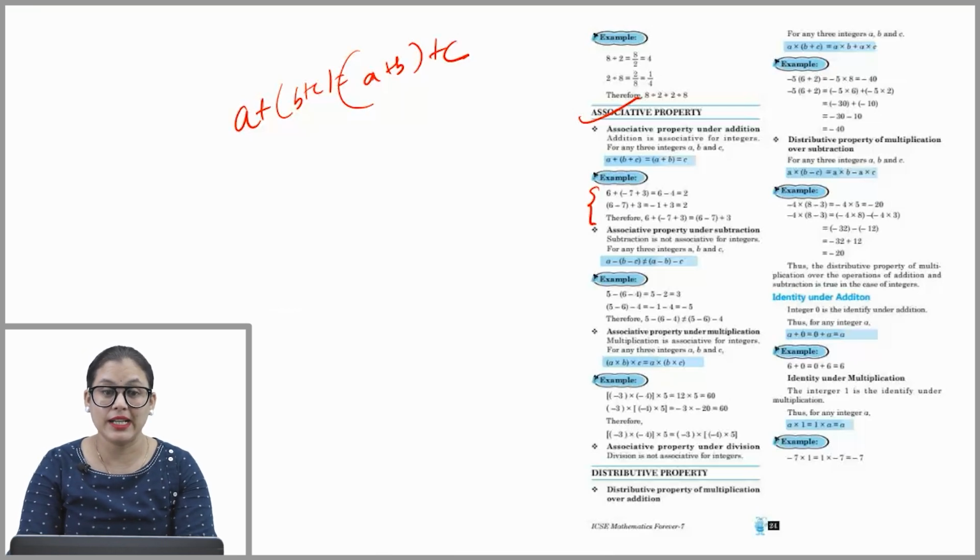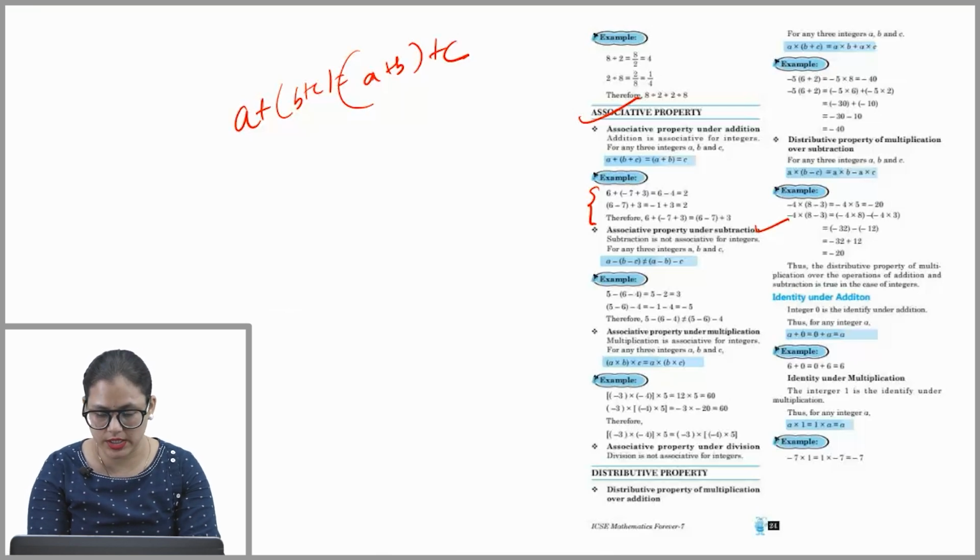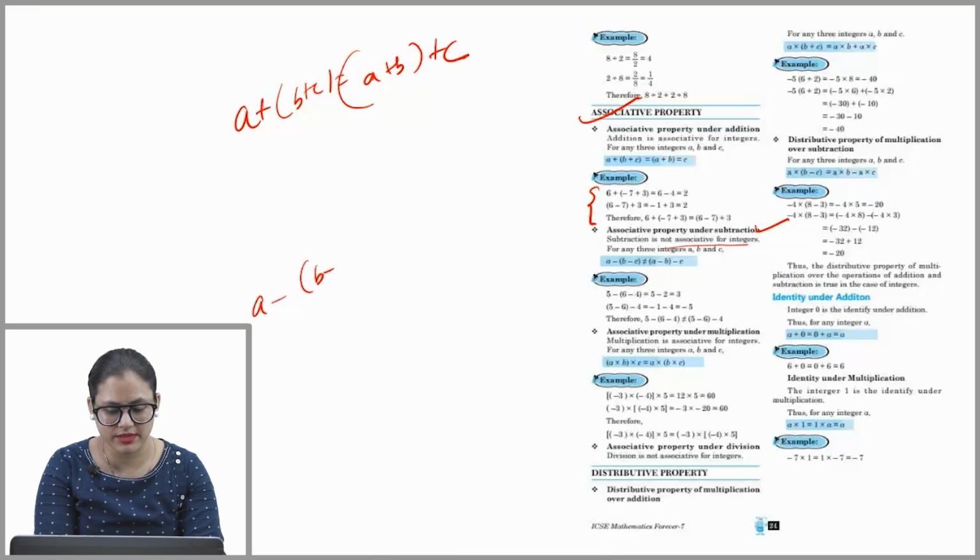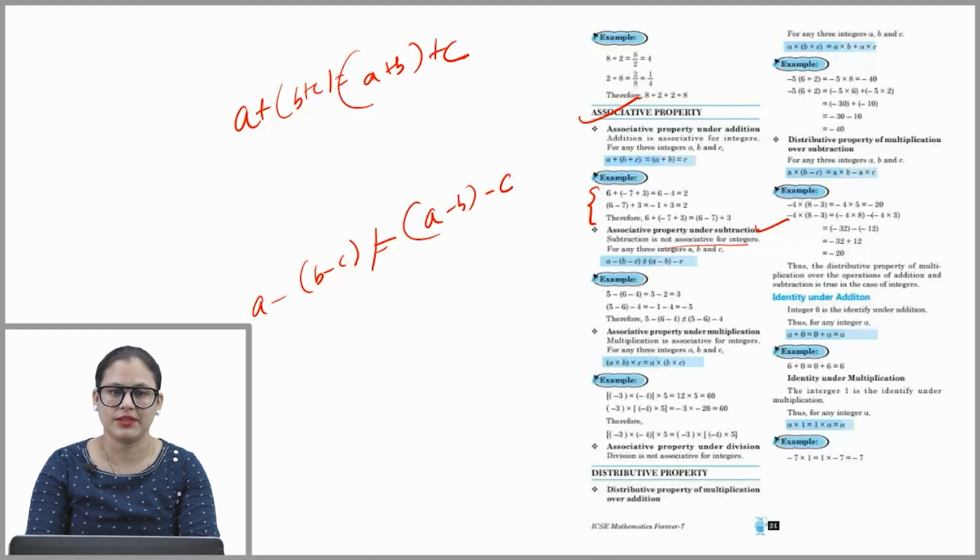Okay. Next, associative property under subtraction. Subtraction is not associative for integers. For any three integers a, b and c, a minus b minus c is not equal to a minus b minus c. Okay.